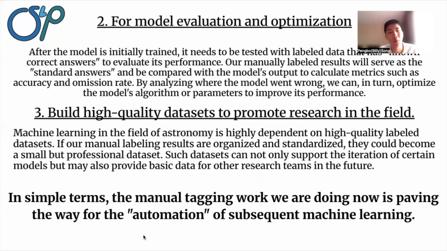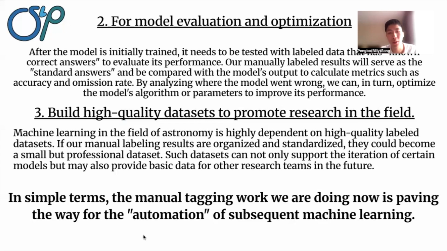The second way is for model evaluation and optimization. After a model is initially trained, it needs to be tested with labeled data that has no incorrect answers to evaluate its performance. Our manually labeled results will serve as the standard answer to be compared with the model's output to calculate metrics such as accuracy and omission rate. By analyzing where the model went wrong, we can in turn optimize the model's algorithm or parameters to improve its performance. And the third way is to build high-quality datasets to promote research in the field.